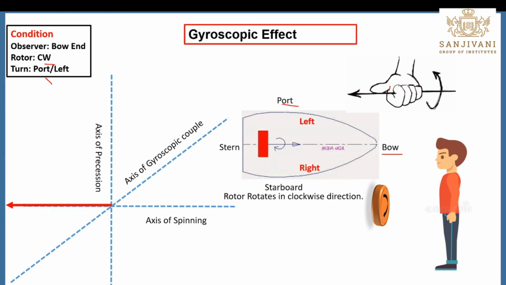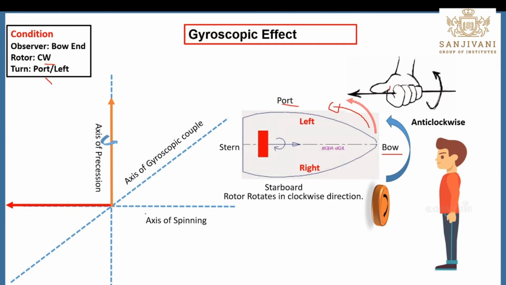Okay, next, the ship is taking the turn towards the port side, or the left side. This direction that you need to consider is the anti-clockwise direction. That means the ship is taking the turn towards the left, so it precesses in the anti-clockwise direction. This is the second axis.